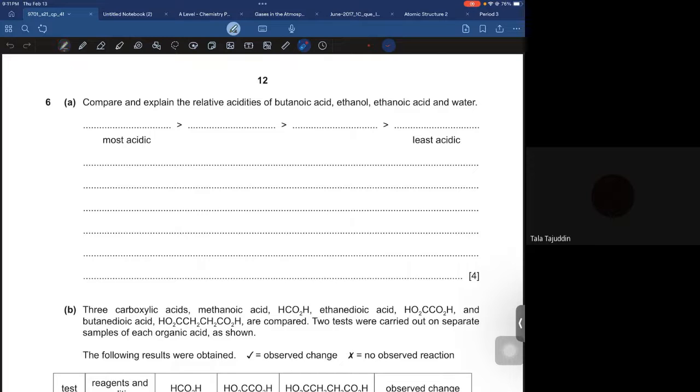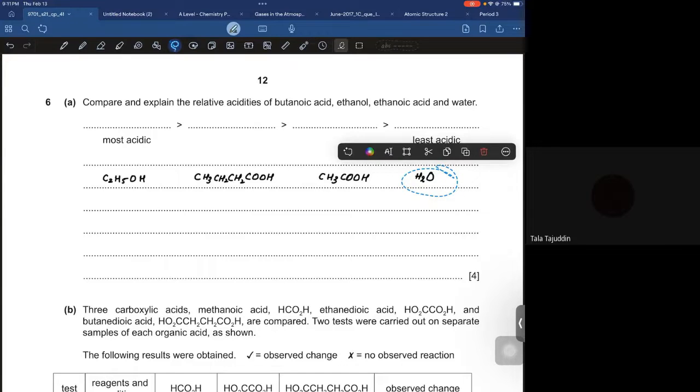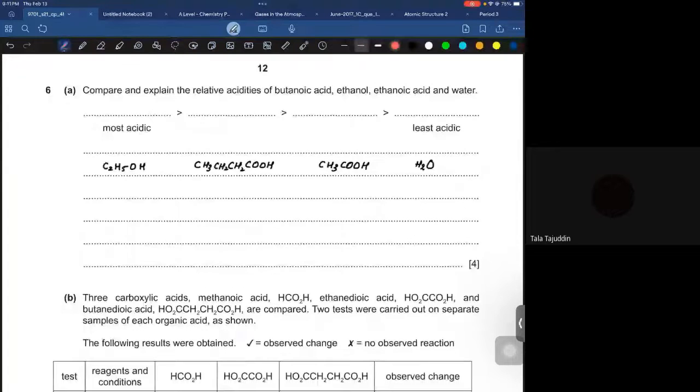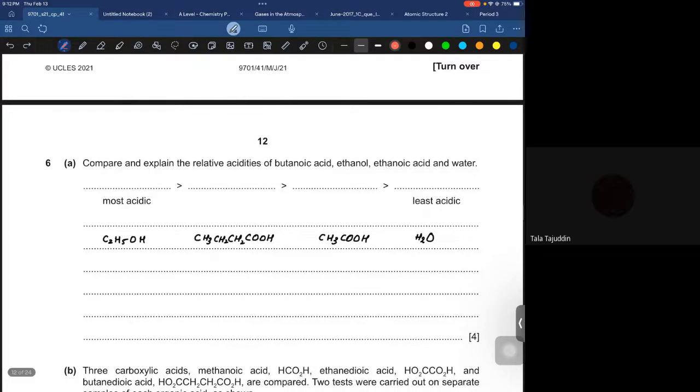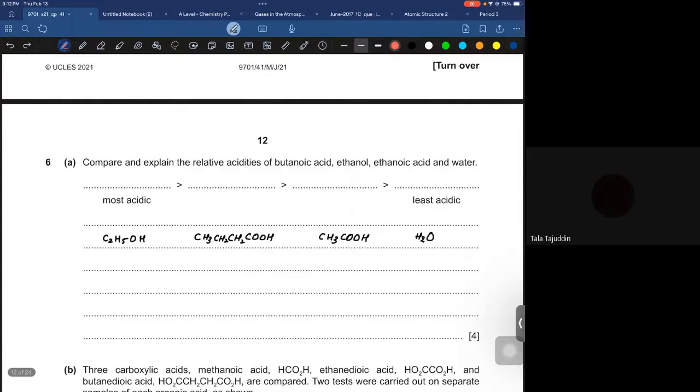So you have ethanol, that is C2H5OH. Then I have CH3CH2CH2COOH, and then you have CH3COOH, and then you have water. So we have ethanol, then butanoic acid, then ethanoic acid, and then we have the water molecule. Also I told you the nature of the alkyl group, the nature of the R group, is electron donating basically, right?